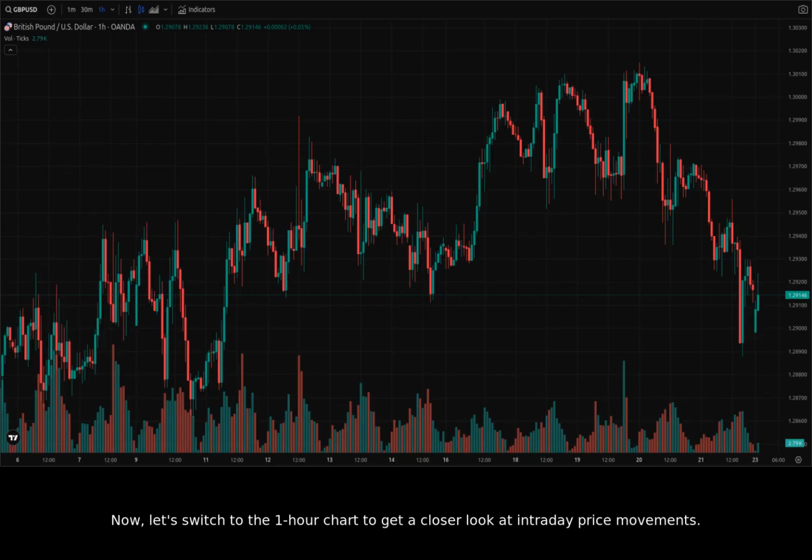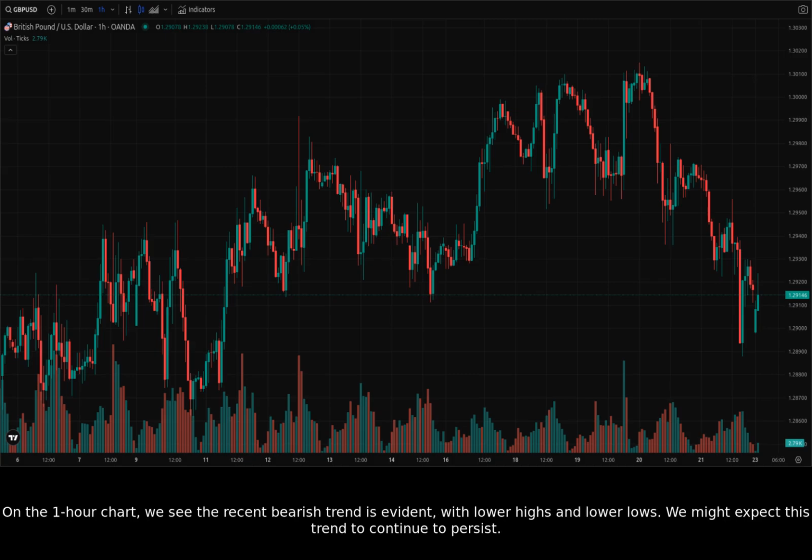Now, let's switch to the one-hour chart to get a closer look at intraday price movements. This chart shows a more detailed view of the recent price fluctuations. On the one-hour chart, we see the recent bearish trend is evident, with lower highs and lower lows. We might expect this trend to continue to persist.